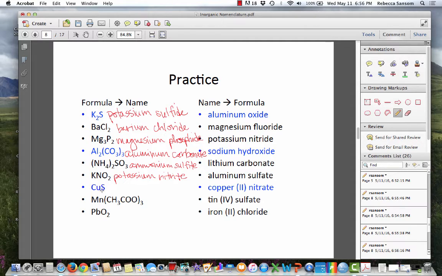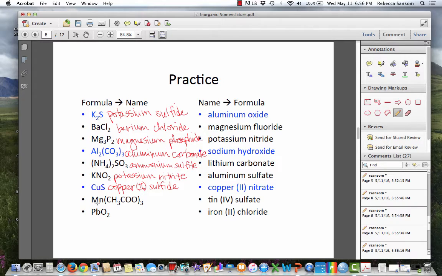I have to figure out what the charge is on the transition metal based on the anion that it's bonded to. So sulfur, when it makes an anion, it's always going to be S2-. That means my copper has to be Cu2+. So I'm going to write copper 2 sulfide. I got the charge on the cation by looking at the anion. Sulfur was 2-, so copper had to be 2+.